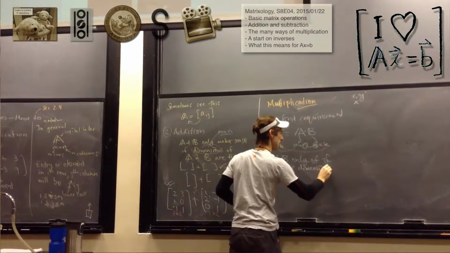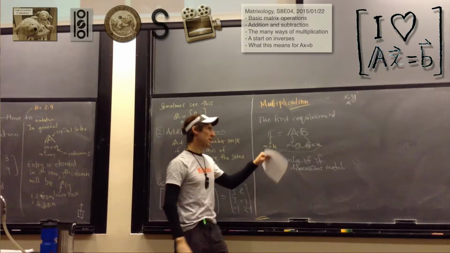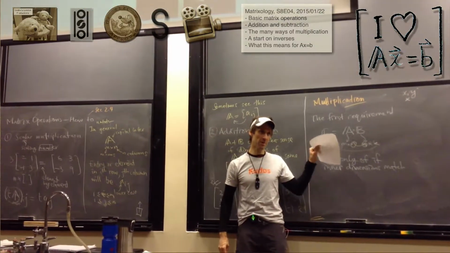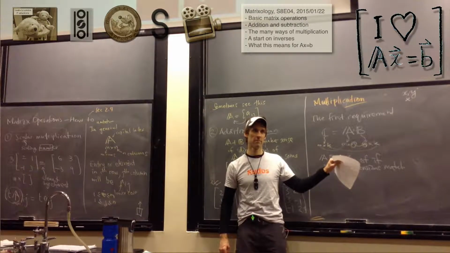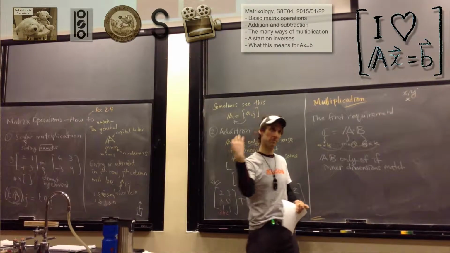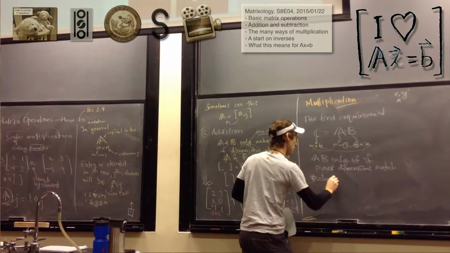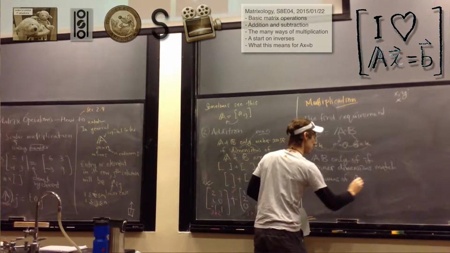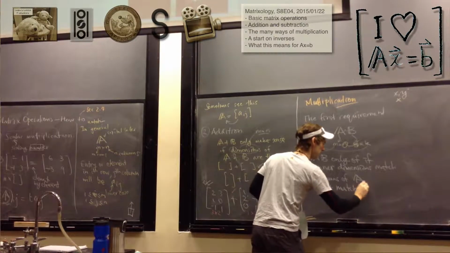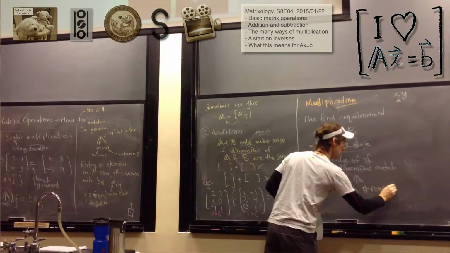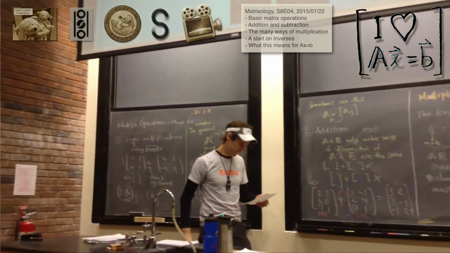So what does that mean in terms of the columns or rows of A? Let's write it in. Two things have to match. The number of columns of A must match the number of rows of B, which gives rise to all sorts of goodness. Okay, good.